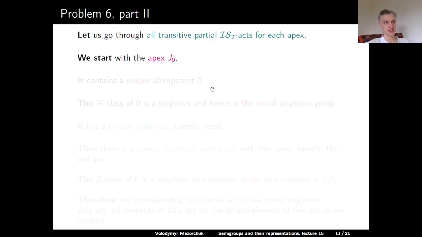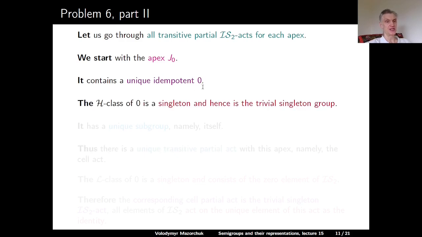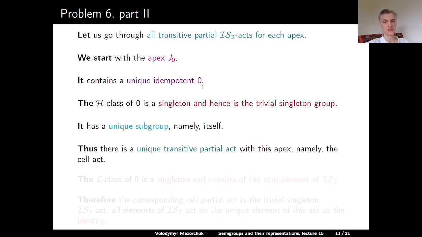We start with the apex J0. It contains a unique idempotent, which is 0, and the H-class of this idempotent is a singleton, and so it's a trivial singleton group. So this has a unique subgroup, namely the group itself, and since transitive acts with a given apex are indexed by conjugacy classes of subgroups in any group H class of this apex, we have a unique transitive partial act with this apex, and then it must be the cell act.